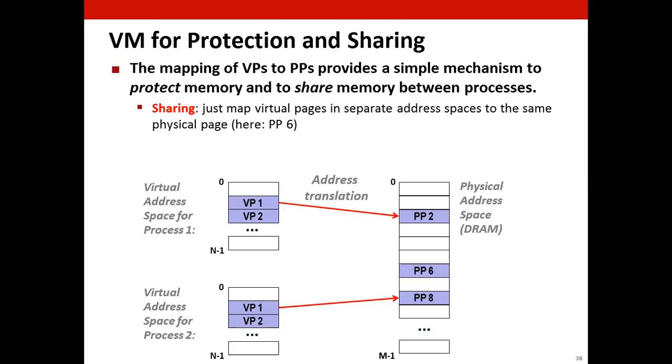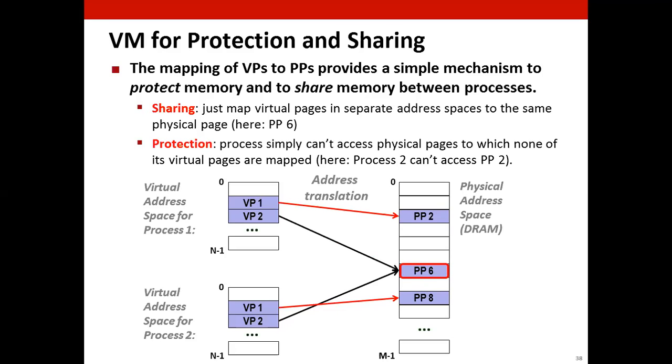And how does virtual memory help with protection and sharing? Well, in the case of sharing, it just maps virtual pages in separate address spaces to the same physical page. Here we have a physical page 6 that might be some precompiled library code that the two processes need, like the printf and scanf functions. In virtual memory, we can map part of their virtual address space to that same physical address where physical page 6 is located. And that way they can share the code for that routine.